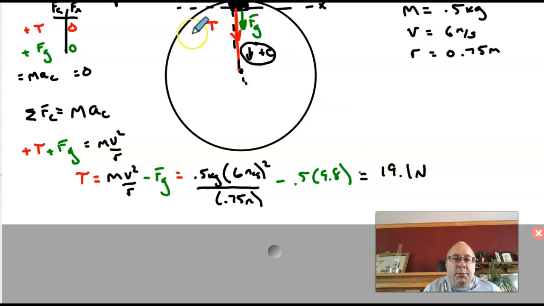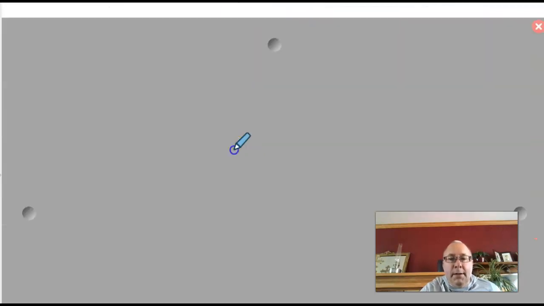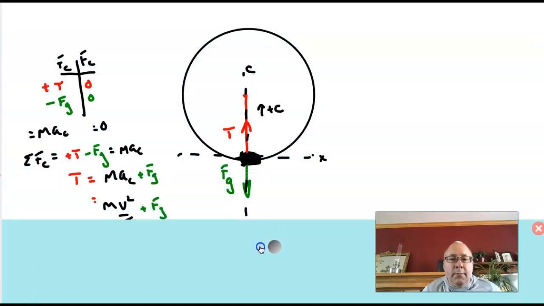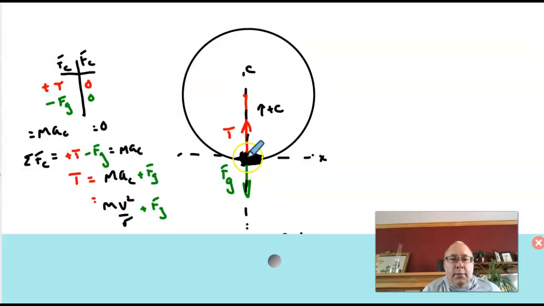All right, but what happens when it's swung all the way around and now it's at the bottom? Let's take a look at that FBD. If we just reverse the position of our object, we see that the tension is going to be upwards towards the center. The string's pulling up on the rock, but gravity is still down towards the center of the earth. So now they're in opposing directions.